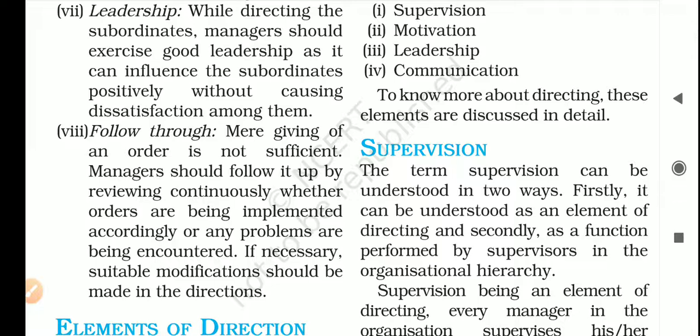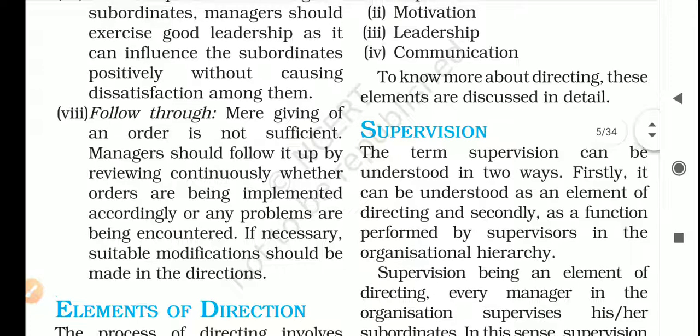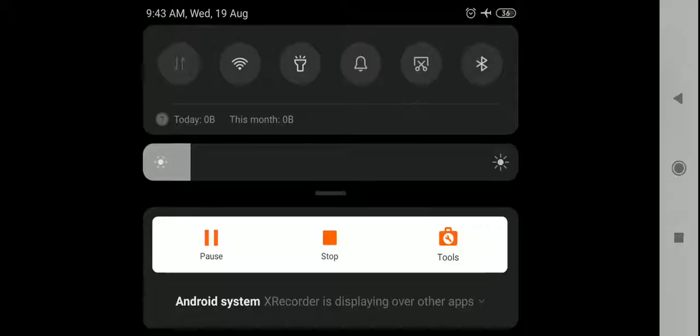I hope you all have understood the principles of directing. In the next class, we will study the elements of directing. Till then, you can just prepare notes and can revise this topic.